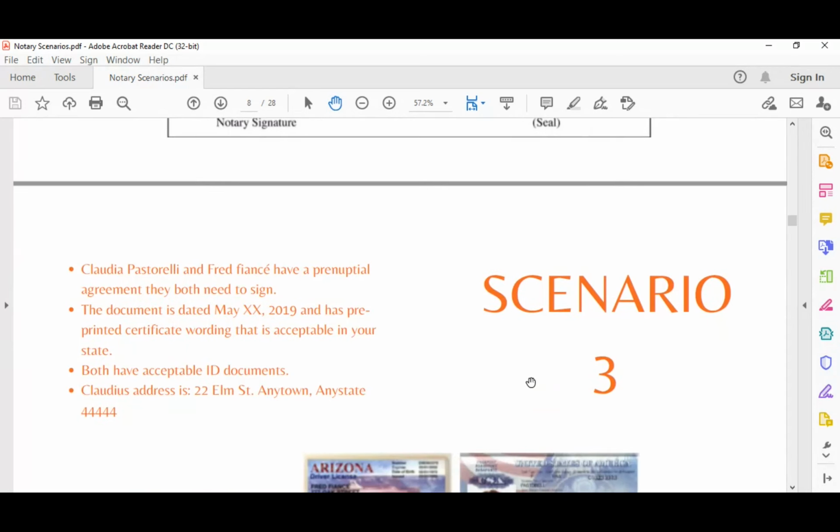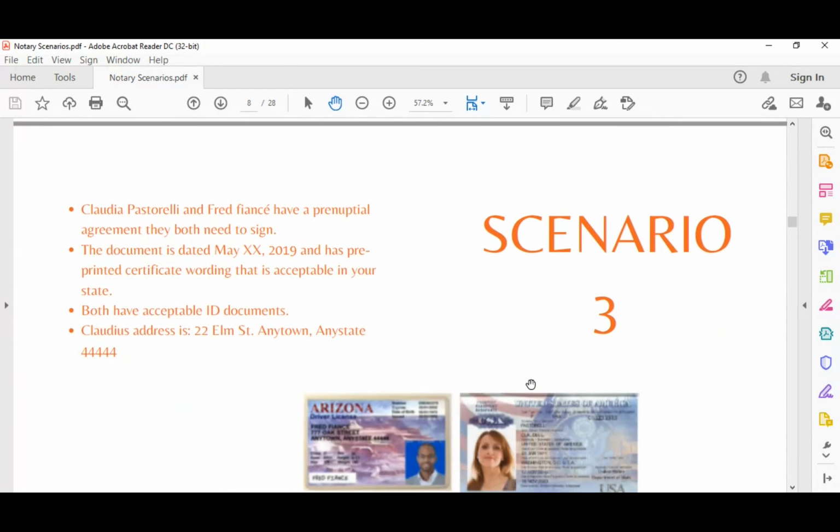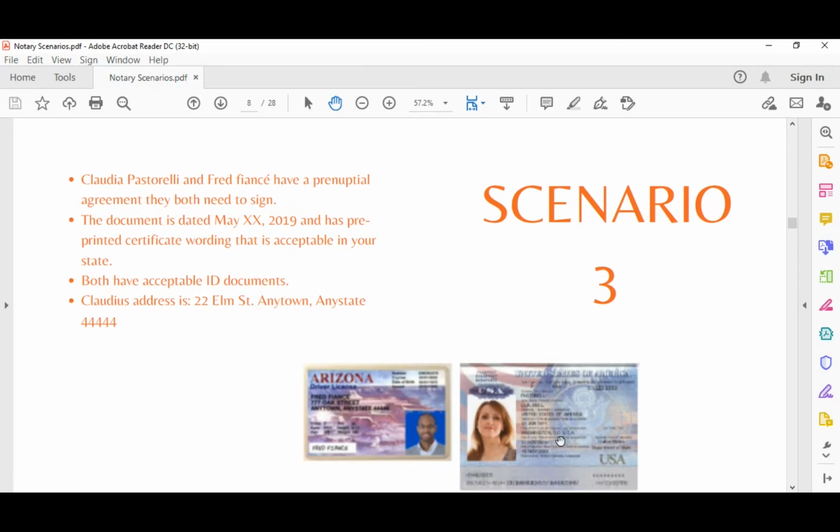All right, scenario 3. Claudia Pastorelli and Fred Fiance have a prenuptial agreement they both need to sign. The document is dated May 14, 2019, or I'm sorry, 2021. Let's just say it's today's date. It has pre-printed certificate wording that is acceptable in your state. Both of them have acceptable ID documents, but Claudia's address is here, because the passport doesn't have the current address. So this is her current address.